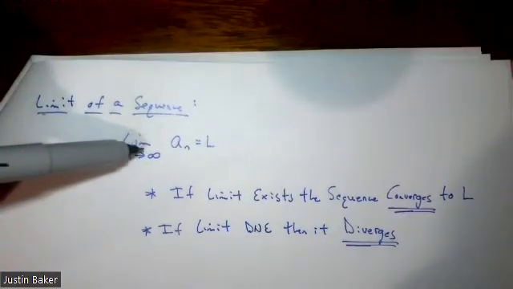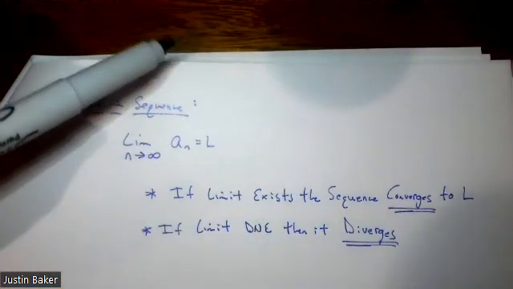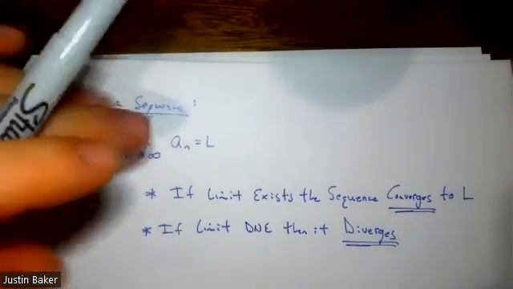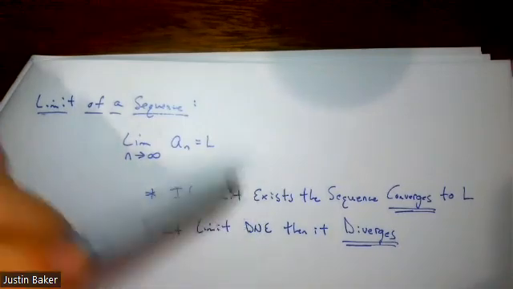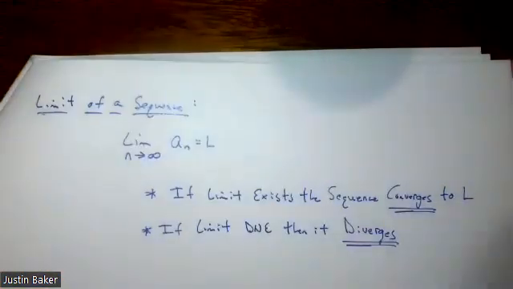So this is the limit as n goes to infinity is equal to L. If the limit exists, then the sequence converges to L. If the limit does not exist, then it is called diverging. This is an important thing to have written down.